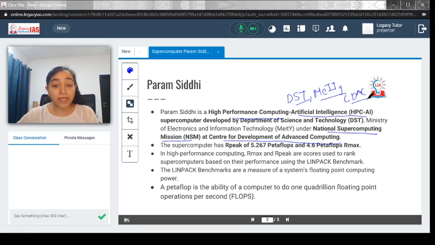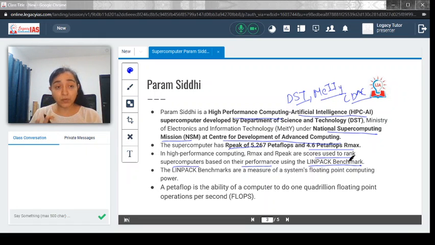The supercomputer has an R peak of 5.267 petaflops and 4.6 petaflops R max. R peak and R max are the scores used to rank supercomputers based on their performance using the LINPACK benchmark. Basically, R peak and R max are performance measurements, the criteria through which the performance of a computer is measured. R peak talks about the theoretical or expected performance. On the other hand, R max is the maximum it is able to reach at a particular time.